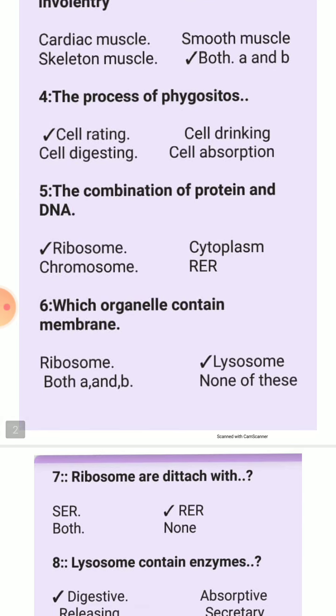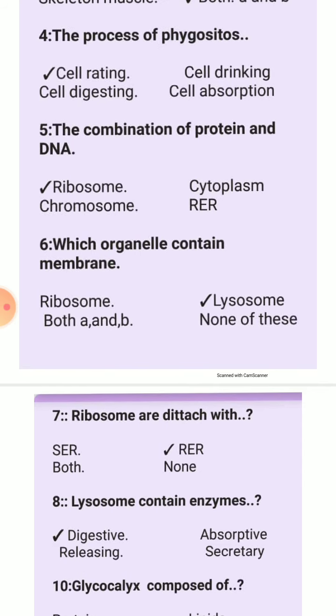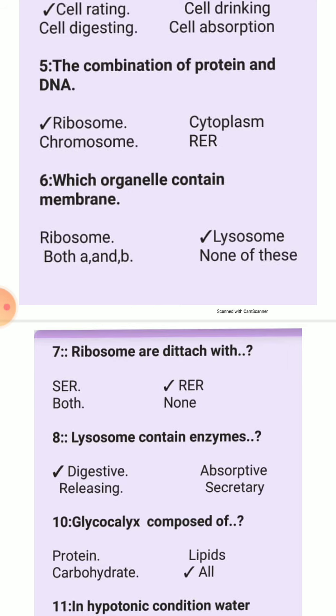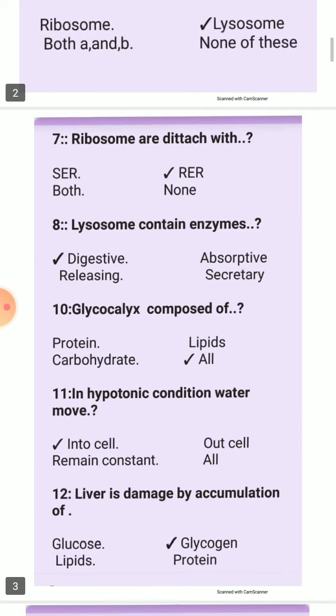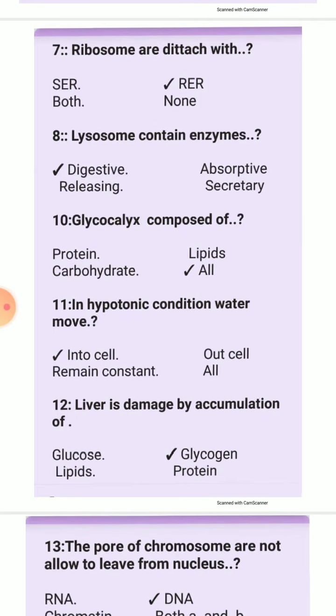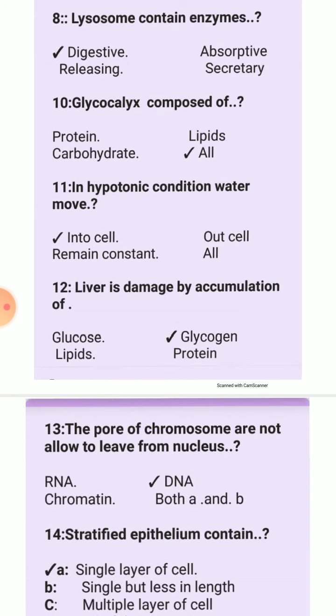The process of phagocytosis is a cell eating process, not a cell writing process. Actually, it is a cell eating process in which the cell ingests food in solid form. The combination of protein and DNA actually occurs in ribosomes, which originally contain a membrane. Lysosomes contain enzymes that are digestive in nature. Ribosomes are attached to the rough endoplasmic reticulum. Glycocalyx is composed of proteins, lipids, and carbohydrates.